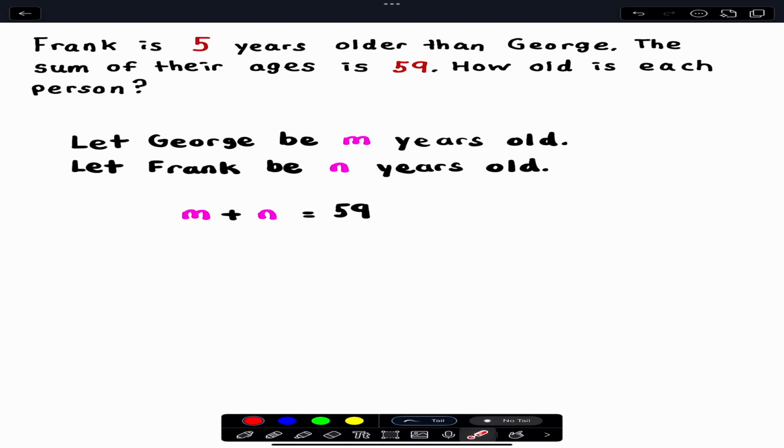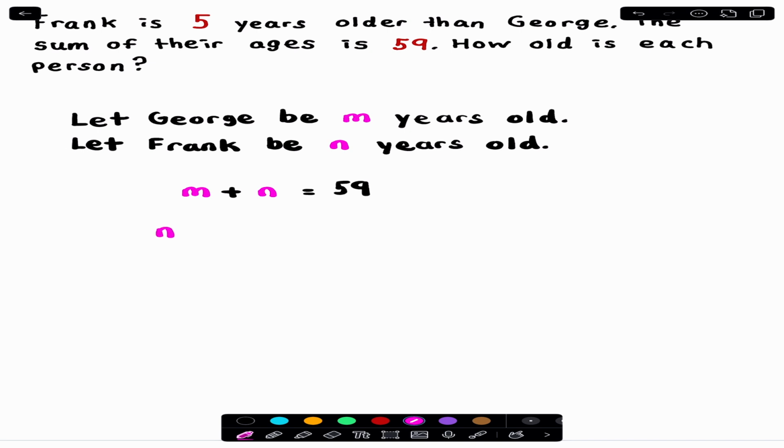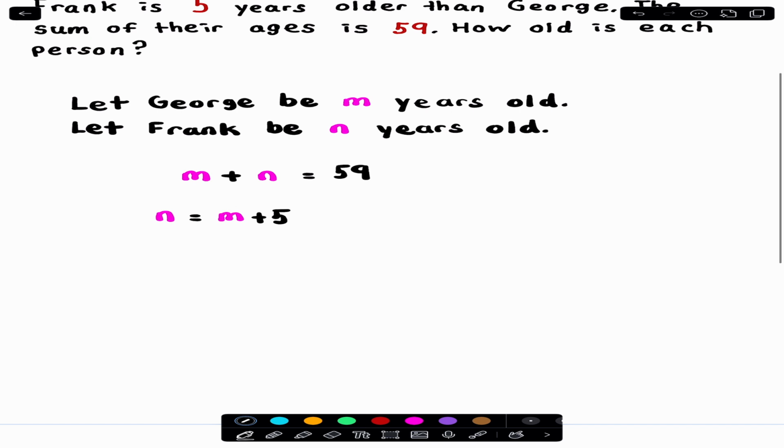Until we remember that we haven't used some information. We haven't used the first part. We know Frank is 5 years older than George. If Frank is 5 years older, that means his age, N, can be represented as George's age plus 5 years added to it. And now we see we can take this and substitute into N in the first equation. So wherever we see an N, we will now replace with M plus 5. Do you see how this works?